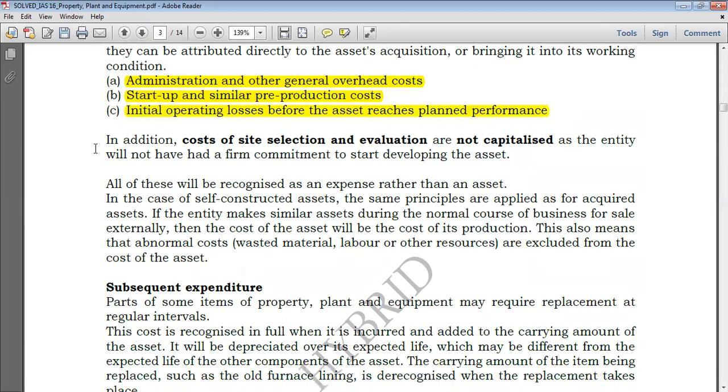And then here we are told, in addition, costs of site selection and evaluation are not capitalized. Be very careful here. When selecting and evaluating a site, that means you are not ready. You capitalize costs once you have already decided that I'll build my asset here, I'll use my asset over here. So when dealing with site selection, you are just incurring costs to look at whether to use the site or not. And when evaluating it, you're doing the same.